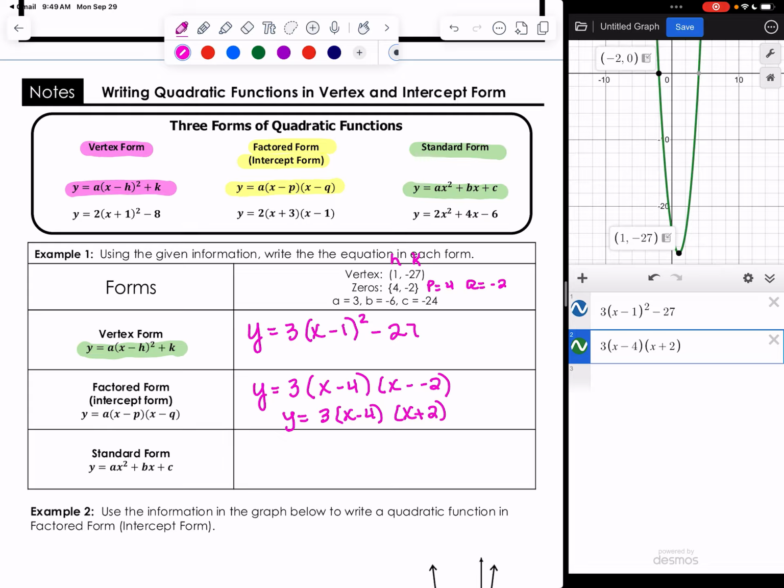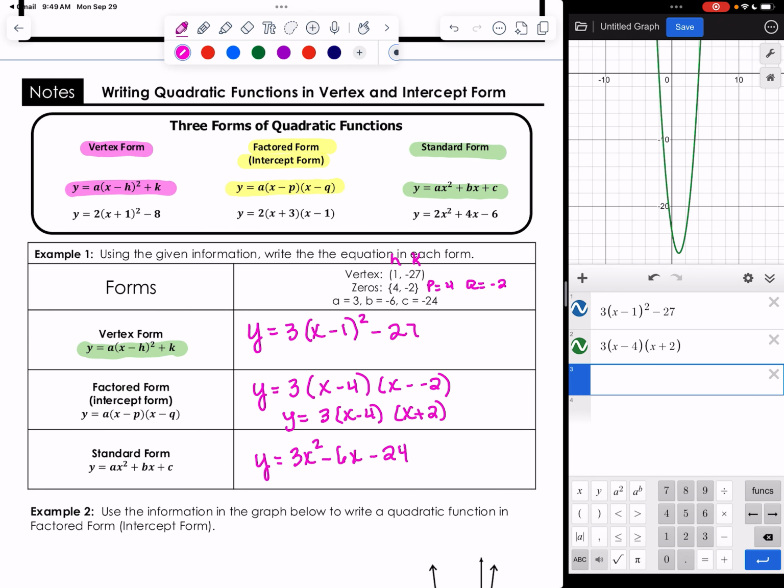Here is your zero at negative 2. And here's your zero at positive 4. Down there, our vertex is (1, negative 27). Now, our last question wants us to write it in standard form. So in standard form, all we need to know is the value of a, b, and c, which they gave us. So y equals, our a value was 3, so 3x squared. Our b value is negative 6, so negative 6x. And our c value was negative 24, so negative 24.